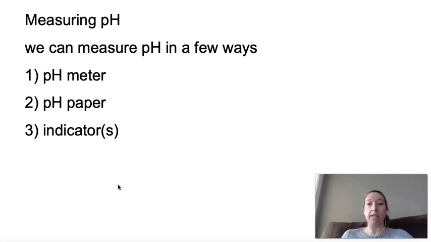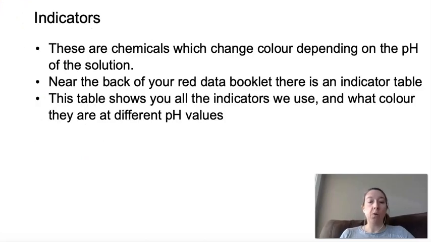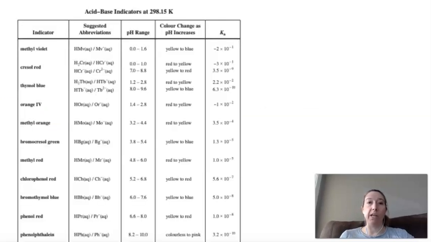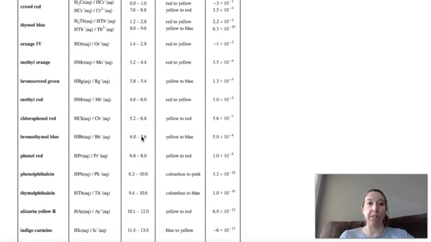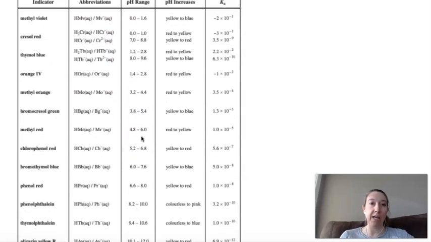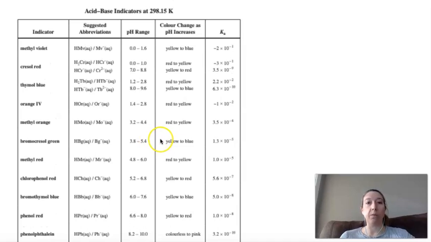Then we have indicators. Indicators are chemicals which change color depending on the pH of the solution. If you go close to the back of your red data booklet, you will see an indicator table. This table has all the different indicators that we use, and it tells you what color they are at different pH values. That table is on page 10 of your data booklet.